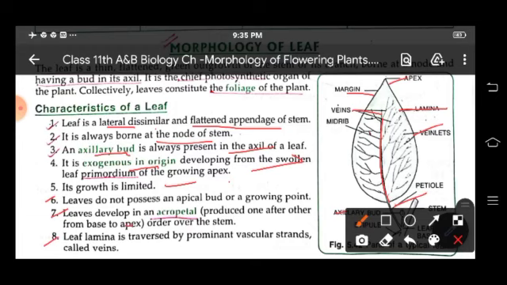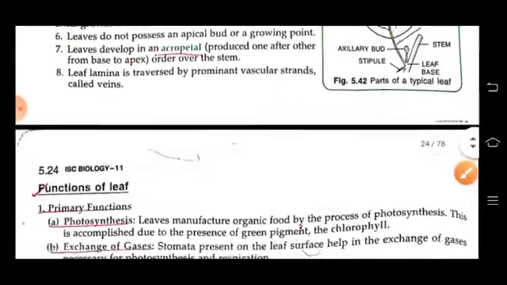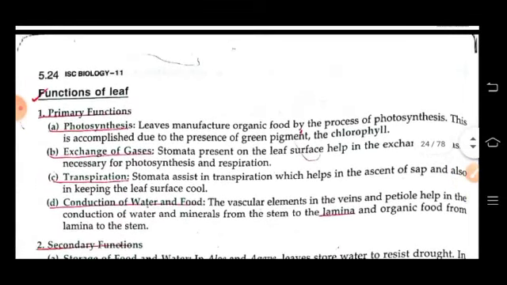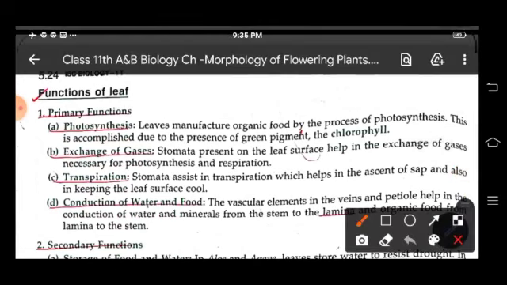Now the leaf lamina is traversed by prominent vascular strands called the veins. So again, the functions of leaf, primary and secondary functions. In primary functions, photosynthesis, exchange of gases, transpiration, conduction of water and food are included. As you know children, in photosynthesis the leaves manufacture organic food with the help of green pigment called chlorophyll.